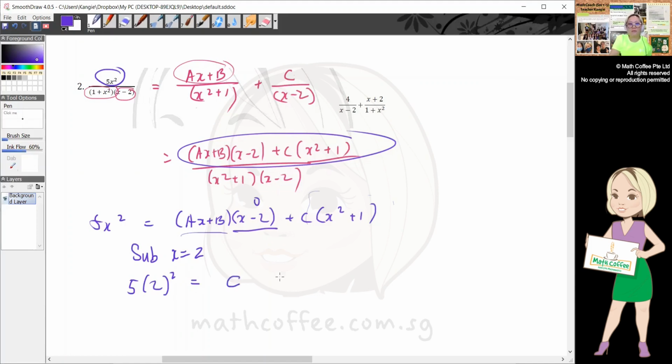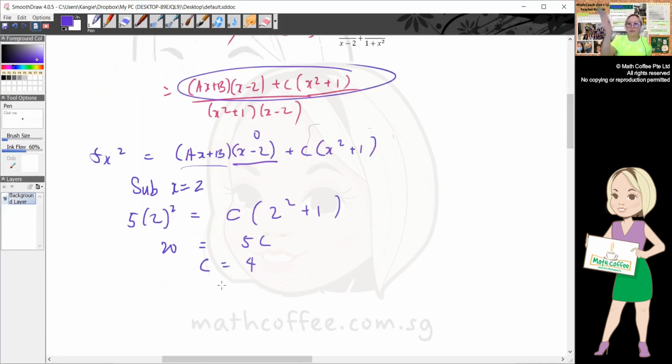So this will be C times (2 squared plus 1). So I end up having 25C. So it becomes C equals 4. And see, I solved my C. So once I'm done with my C, I'm left with this one, right? Then you analyze. Aha. Do you see that ax? Do you agree that if I sub x equals 0, a times 0 will make A disappear, right? Yes. So I can happily sub x equals 0 as well as my C equals 4.